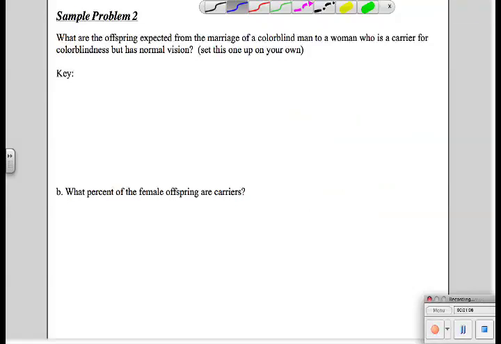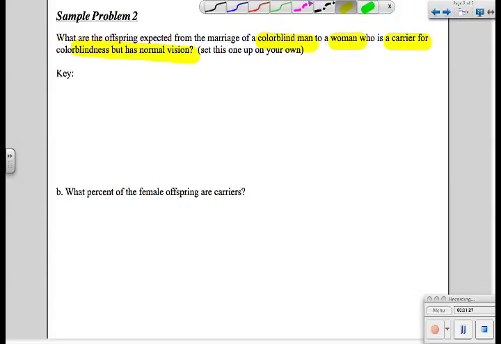So let's take a look at this sample problem. First, let's find the important information. In this problem, I want to know what the offspring are from an expected marriage between a colorblind man and a woman who is a carrier for color blindness but has normal vision. So let's try and set this up.